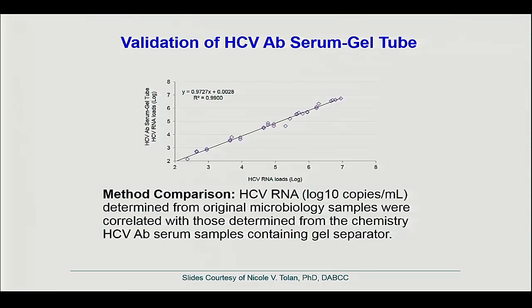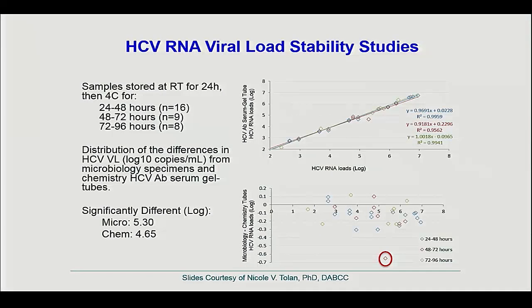And so what we did was actually look at whether you could vary the conditions that the tubes are under. So it's drawn, it's at room temperature for a while, and then it's in the refrigerator. You've got enough capacity to refrigerate samples for up to 96 hours. What happens to the viral load in that tube under those different conditions? As you can see, we have a very good correlation between these HCV RNA samples that were taken under these conditions versus the standard: draw a separate tube, immediately spin and process and freeze it, and then do the RNA test.